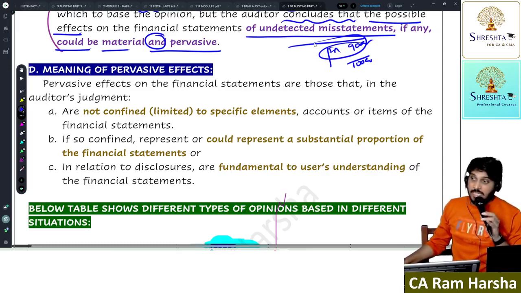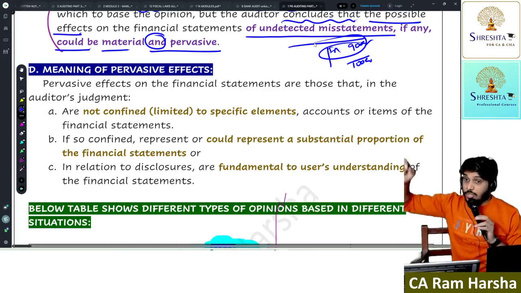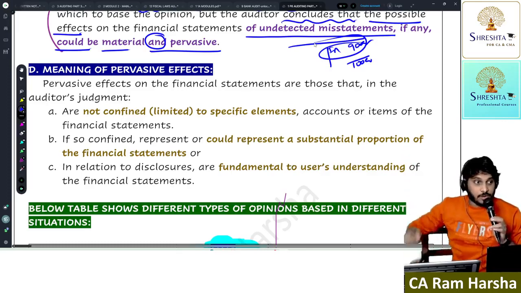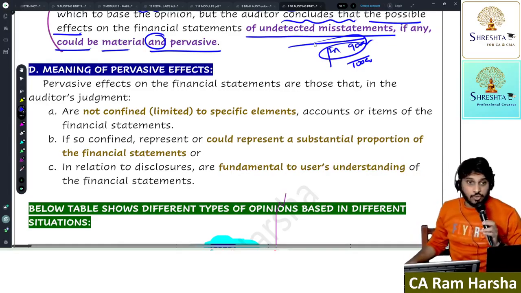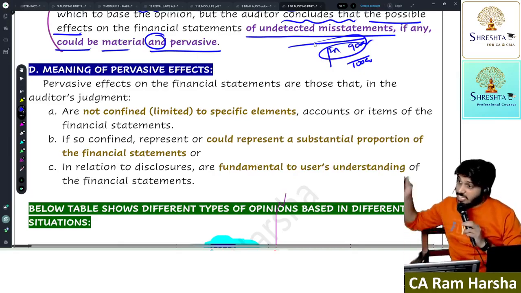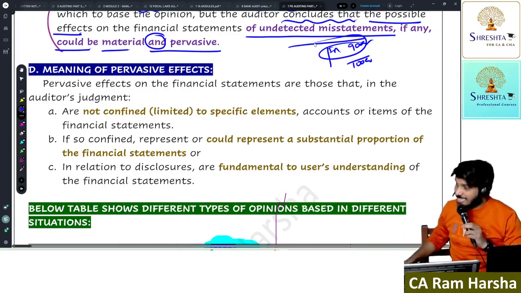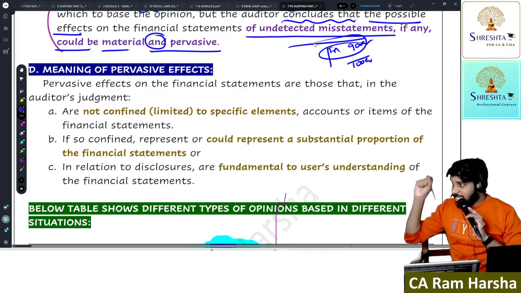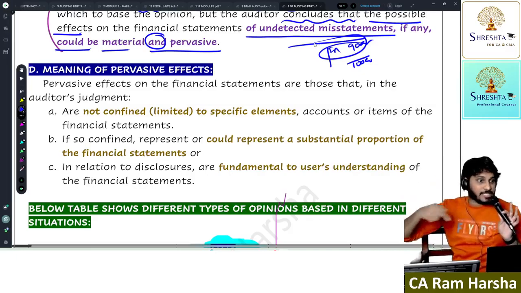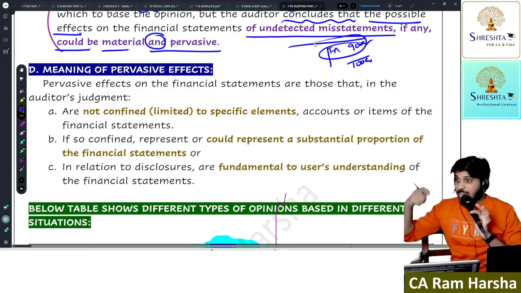Or pervasive may be in relation to disclosures which are fundamental to understanding. Suppose the company has to prepare books of accounts using accrual, but they followed a basis other than accrual. But they are showing in the balance sheet, P&L, notes to accounts that they followed accrual, but they didn't follow. They are making fundamental disclosures that are false statements.